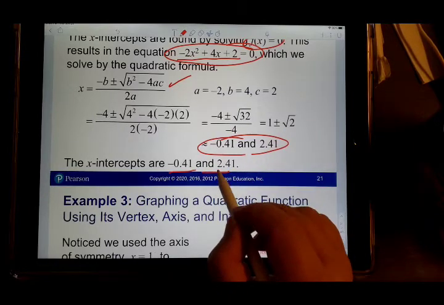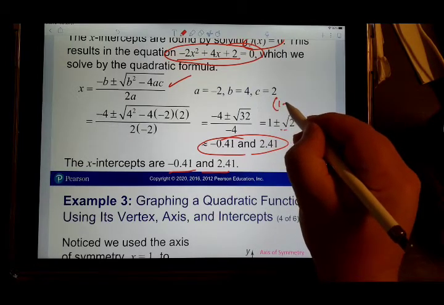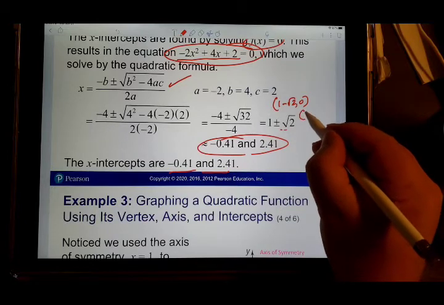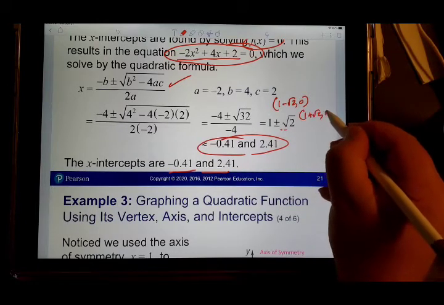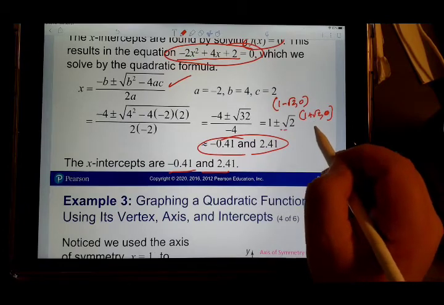The exact values of the x-intercepts, by the way, are (1 minus square root of 2, 0) and (1 plus square root of 2, 0). Sometimes we are very interested in exact values, so I wanted to point that out.